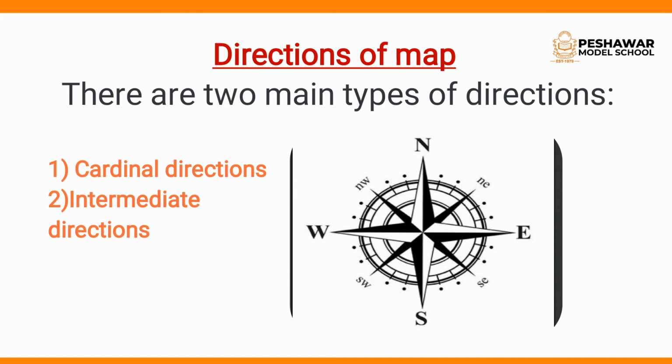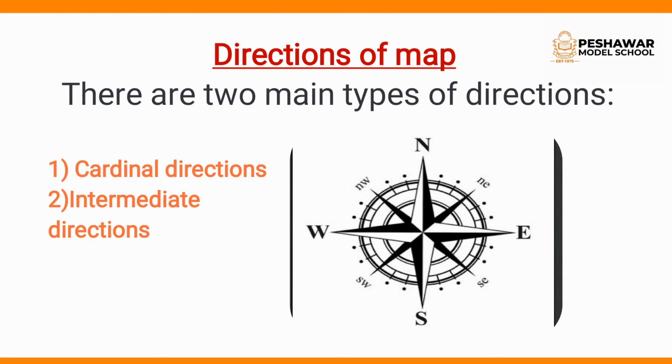There are two main types of directions. Number one is cardinal directions, and number two is intermediate directions. What are cardinal directions? Cardinal directions are the four main directions, for example west, east, north, south. These main directions are known as cardinal directions, and the directions in between the four main directions are intermediate directions. Inter means in between. So the direction in between two main directions is known as an intermediate direction.